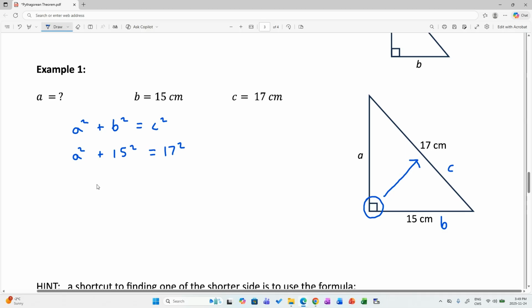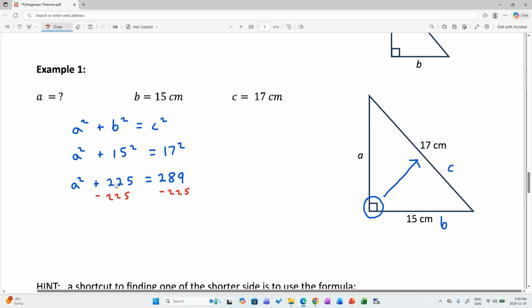Now, what I do from here is, let's just compute what 15 squared is first. 15 squared is 225. And then 17 squared is 289. Now, from here, I'm simply going to subtract 225 from both sides of my equal sign. So what I do on one side of the equal sign, I must do to the other. So if I subtract 225 on the left side, I must do it to the right side.